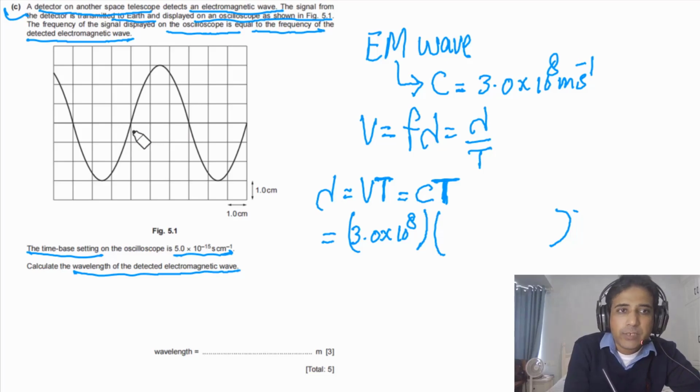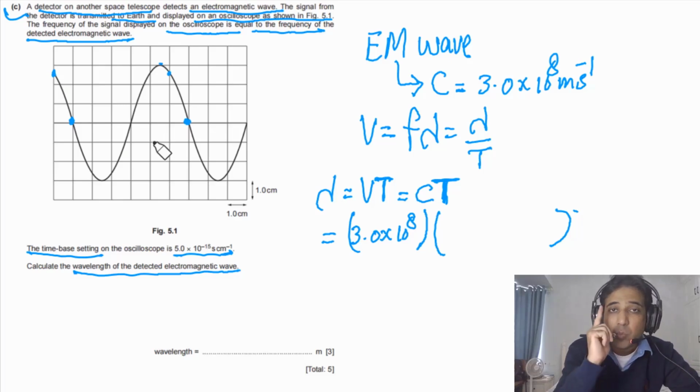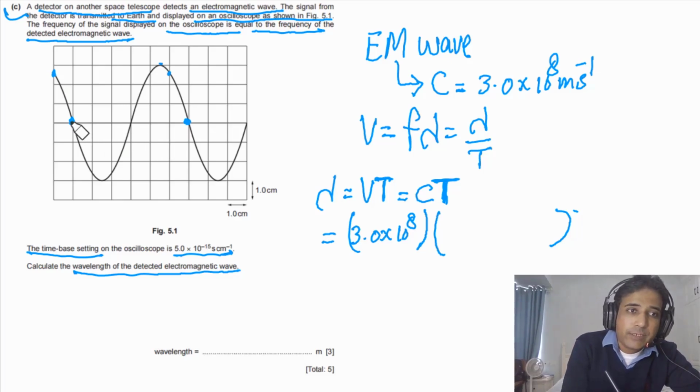So how can we find the value of the time period? It's more convenient to take this point here. You can take this point, or this point, or this point. So this is representing one complete cycle. If I take this one, it is easy to see. So let me draw this wave so you can see. This is one complete cycle. So how many small squares do we have?